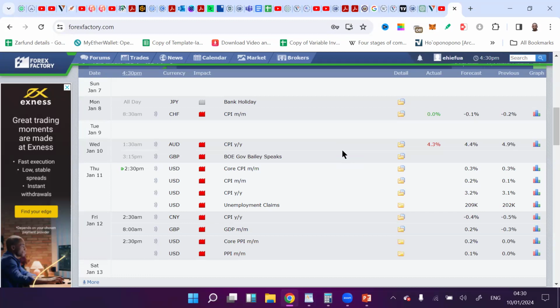So what is the event? What is the fundamental event that's scheduled for next week? How is that going to affect the market, and how am I going to be able to make profit from that? That's the concept. Which currency is it going to affect, or what economy is it going to affect? How is that going to affect the currency? How am I going to make profit from that?